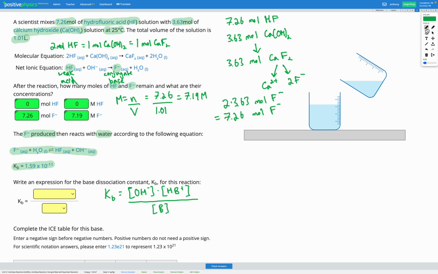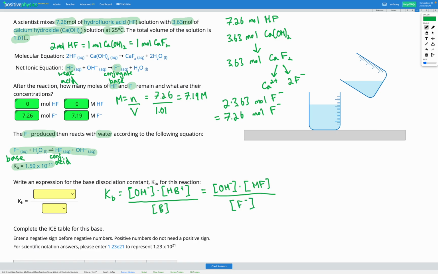Now looking at this equation here, this is now going to be our base, and HF is now going to be our conjugate acid. So to fill in these here, OH- is just OH-, our conjugate acid is HF, and our base is F-.